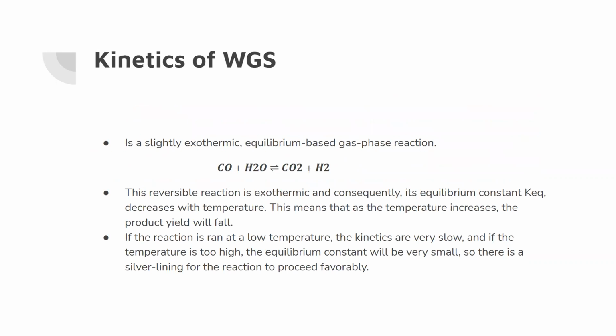The kinetics of the WGS, or water gas shift. It's a slightly exothermic equilibrium based gas phase reaction. You can see there CO plus H2O yields CO2 plus H2. This reversible reaction is exothermic and consequently its equilibrium constant, K equilibrium, decreases with temperature. This means that as temperature increases, the product yield will fall. If the reaction is run at a low temperature, the kinetics are very slow, and if the reaction temperature is too high, the equilibrium constant will be very small, so there is a silver lining for the reaction to proceed favorably.